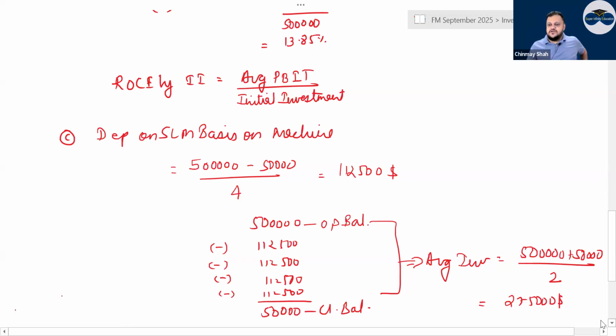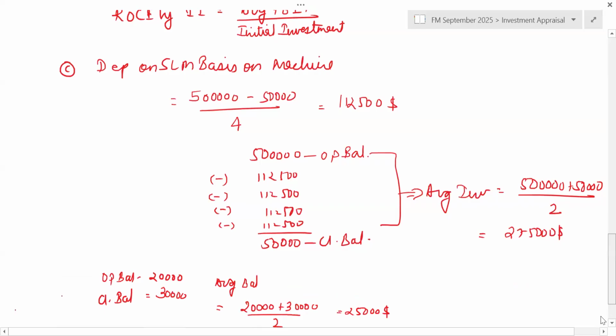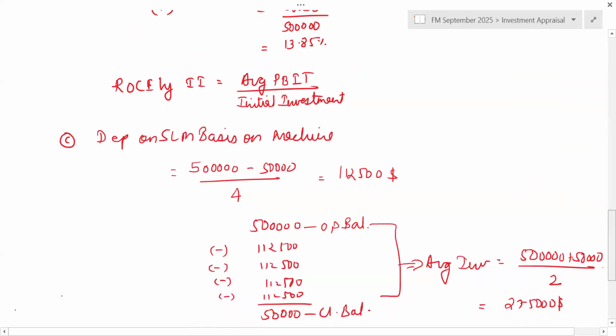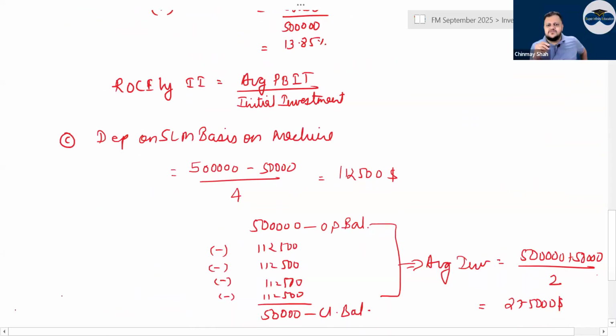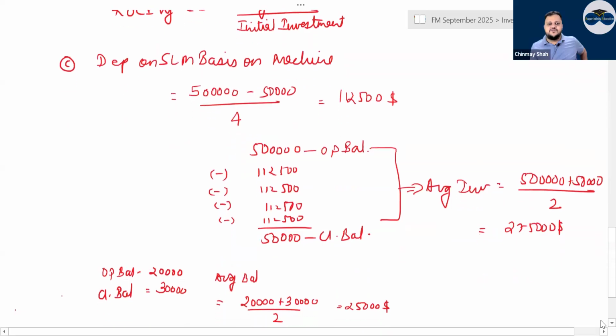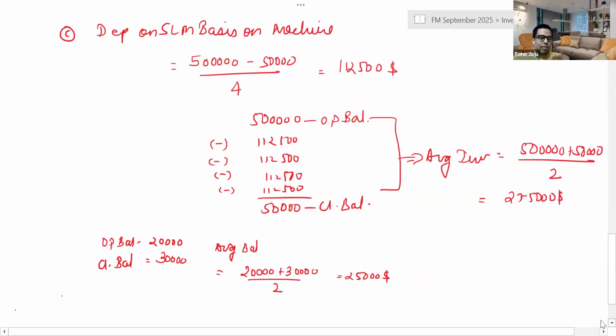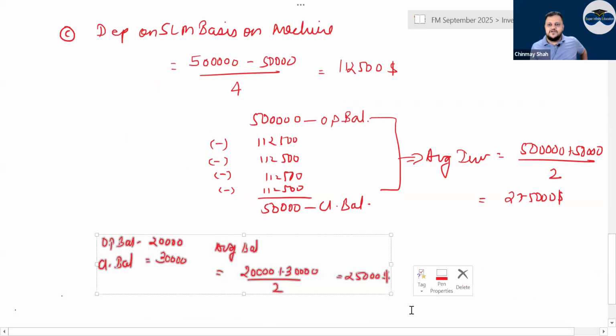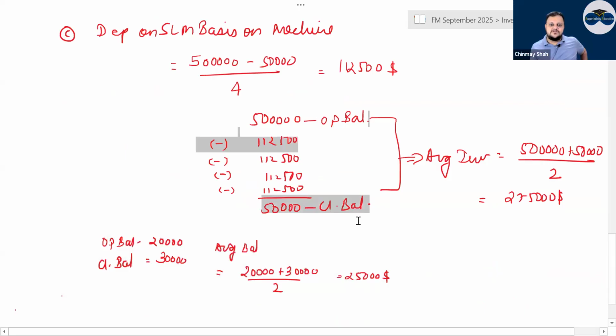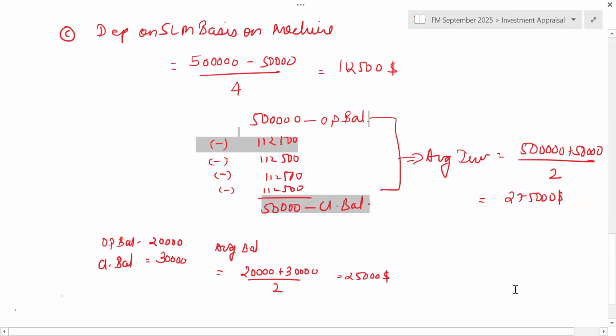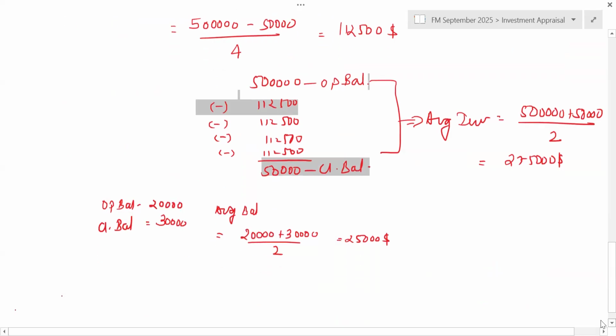So write down D. Sir, please explain again the divided by 2. Average of 500,000 plus 50,000. Average balance, the opening balance we took here as average. What do you do for average? Opening and closing. Look above, what we did for the bank balance. Have you done this? Same thing. This is the opening balance and this is the closing balance. Right? Yes. This makes sense.